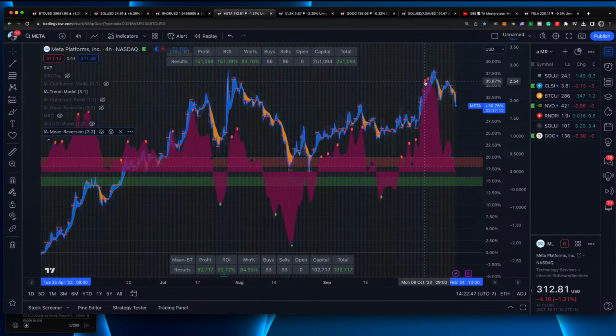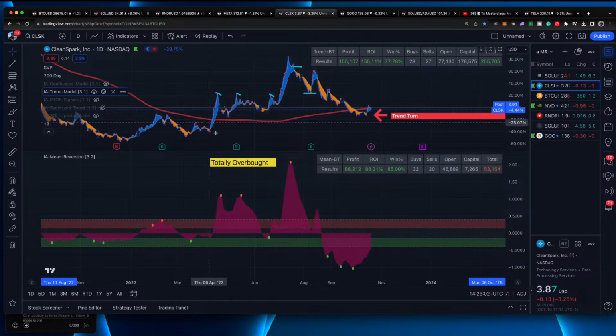Again, when you have a combination of two different factors, like the mean backtest is 85% and the trend backtest is 94%, and if they're both saying the same thing at the same time, you're going to win that trade. It's that simple. Now, let's look at CleanSpark.